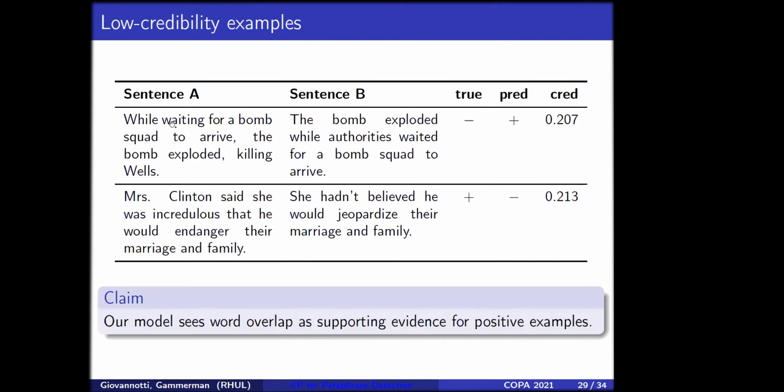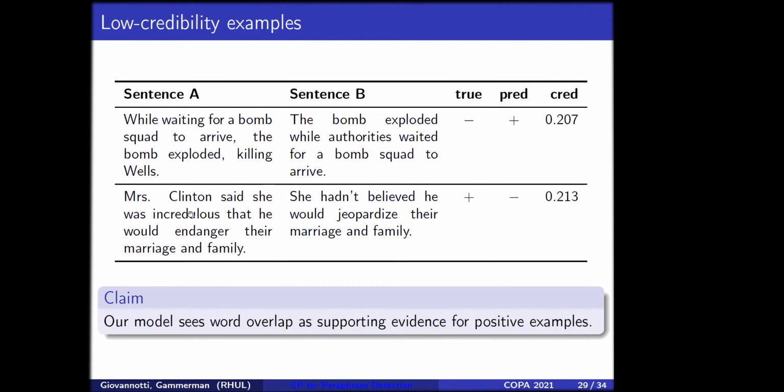While waiting for a bomb squad to arrive, the bomb exploded, killing whales. And the bomb exploded while authorities waited for bomb squad to arrive. These two sentences are pretty similar, yet the true label is negative. It's not a paraphrase, probably because there's no mention of this man that was killed by the bomb here. So it's not bidirectional. But yet there's a high overlap of words. Almost all the words are the same. And our model predicts paraphrase, but with low credibility.